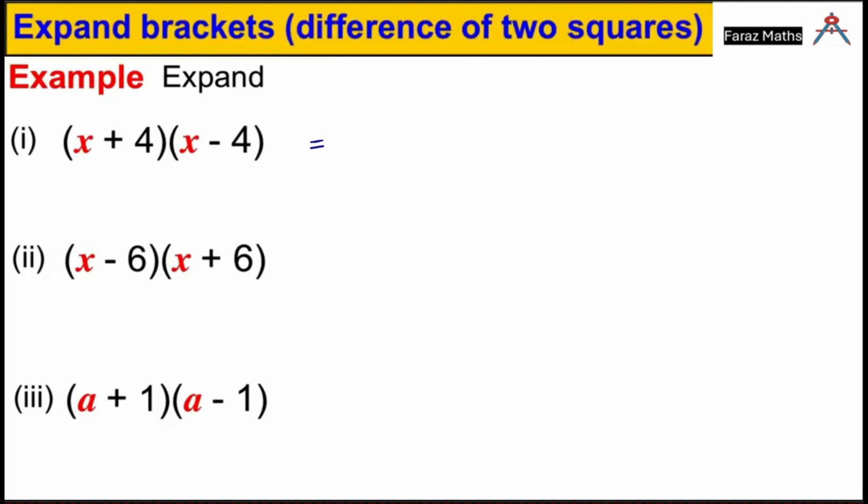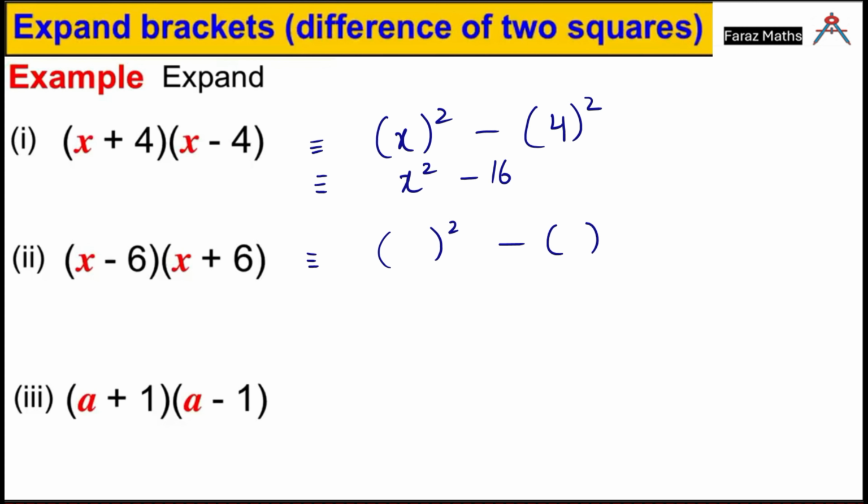(x plus 4)(x minus 4), I can write it in this way, square minus square, and the first term is x, the second term is 4. So x square minus 4 square, and that is x square minus 16. Again, I can do the same thing, first term square minus second term square, x square minus 6 square, and this will give you x square minus 36.